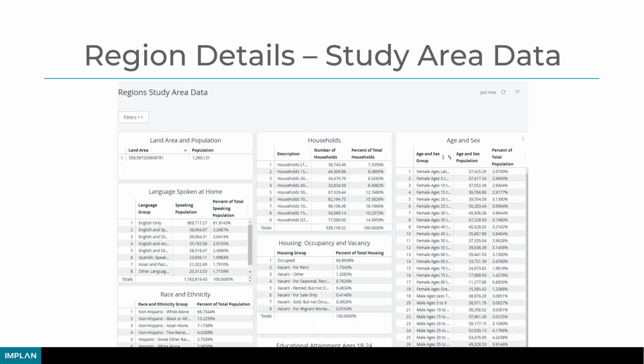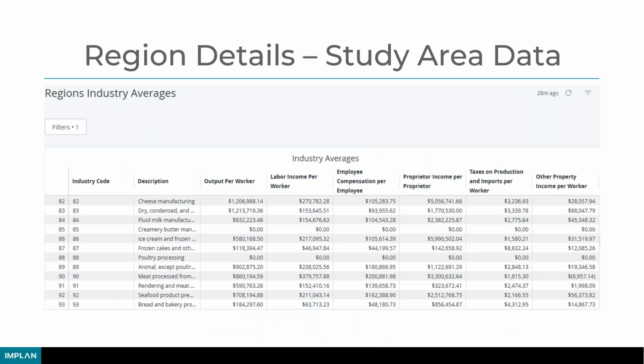It's built out for that specific data year. And so you can use this data to have a better understanding of that regional context within IMPLAN without having to go to Census and pull each of these individual tables independently. So again, a useful tool. It's in that region detail section under study area data that gives you a richer understanding of what the region you're looking at is composed of in a socioeconomic sense.